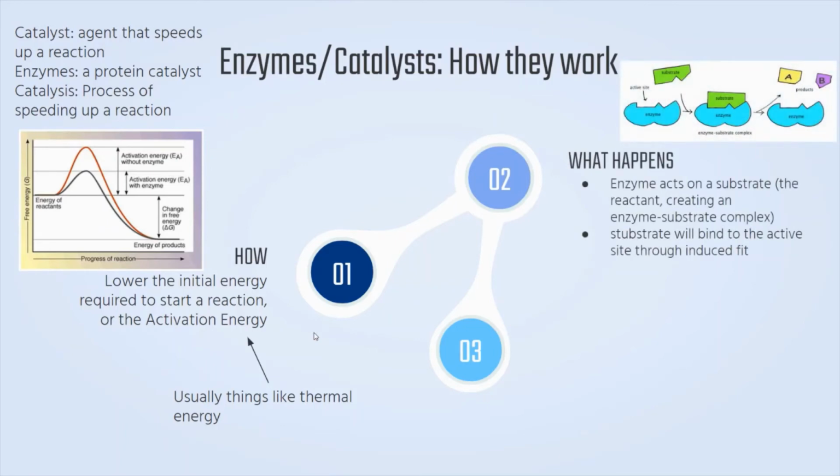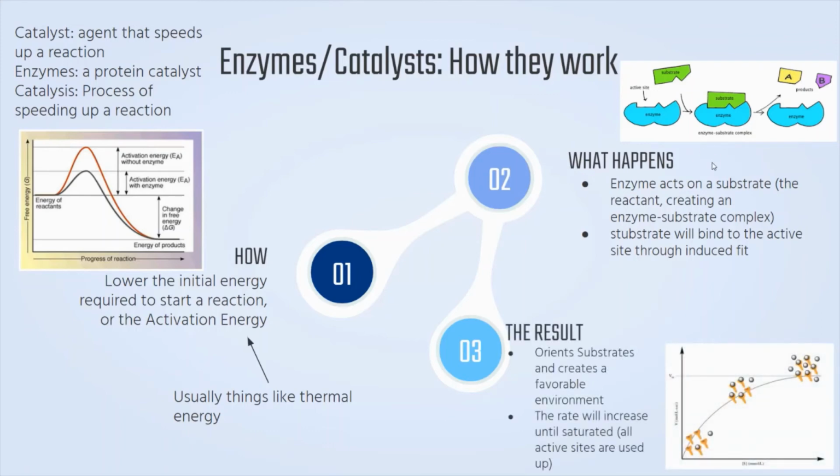So what happens when enzymes work? An enzyme will act on a substrate, which is the reactant, and this result will be the enzyme-substrate complex. So this substrate will fit onto the active site of the enzyme through induced fit. And that basically means that it is a specific shape, and that substrate has to fit onto this enzyme. And after, the products will release. And the result of enzymes is that they will orient the substrates and create a favorable environment. And this is why the reaction will go faster.